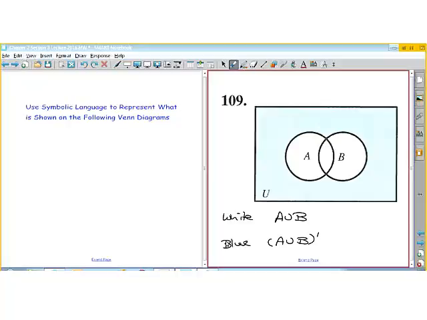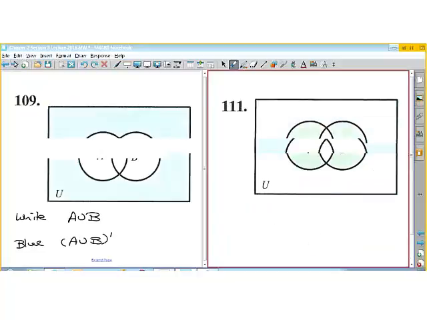This complement is the set of all elements that are not in the original set but are in the universal set, which means it's everything in the rectangle that's not originally contained. So that's the answer. Let's go look at the next one.